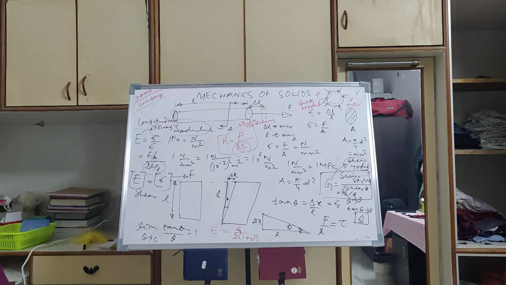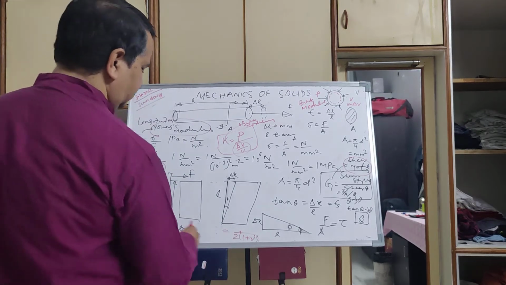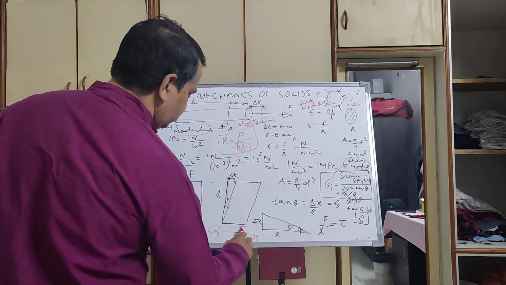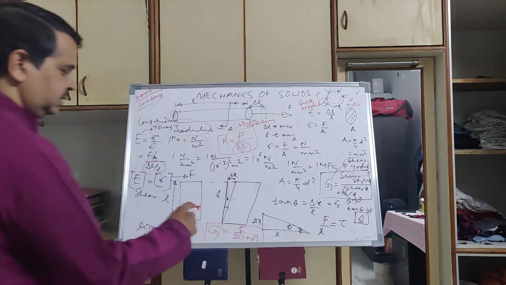Sorry, I think G is equal to E by 2 into 1 plus nu. So G is E divided by 2.6, which means almost one-third of E. So the modulus of rigidity is much less than Young's modulus. So G is equal to this one. You can take a picture.